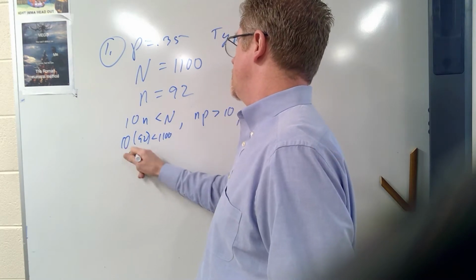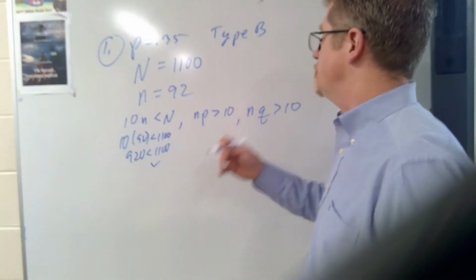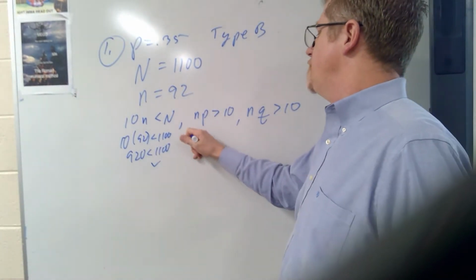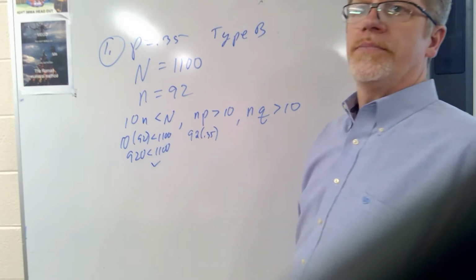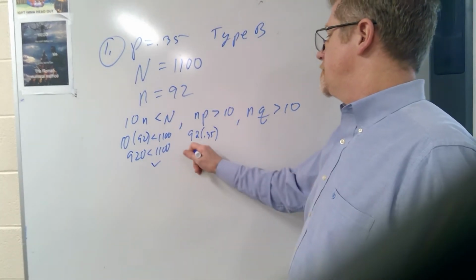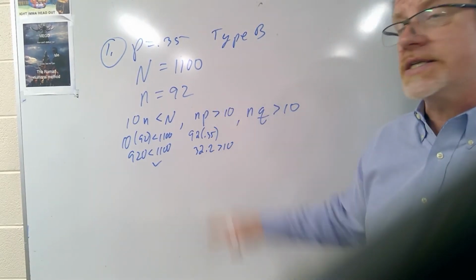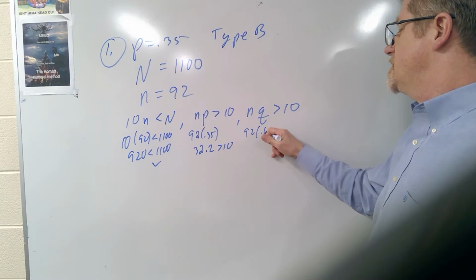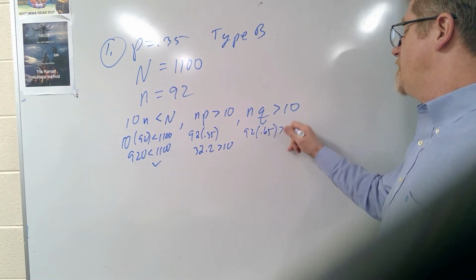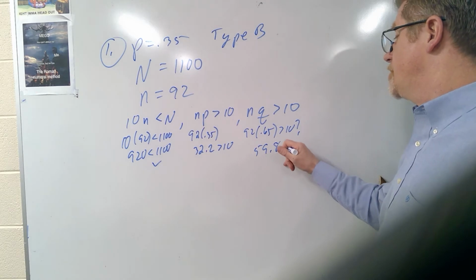10 times 92 is 920, and since 920 is less than 1,100, we're okay on the 10% condition. N times P, what did you get when you took 92 times 0.35? 32.2, which is greater than 10, so we're okay on the success condition. And then let's take 92 times 0.65, and what did you get for that? 59.8. So here's how you would actually show it.